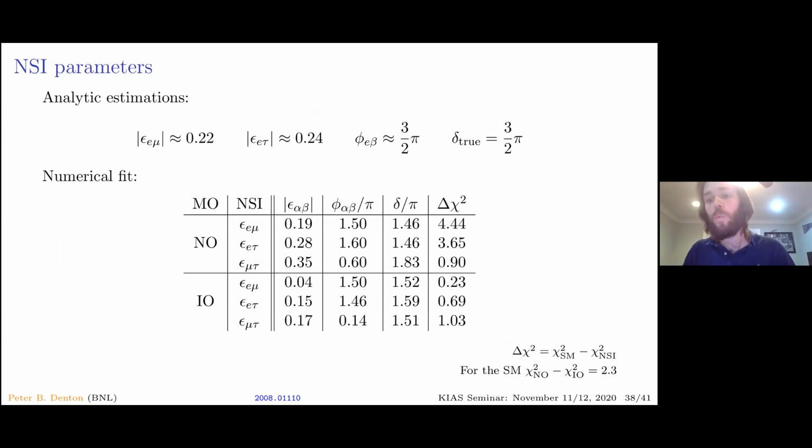Now recall that switching to the inverted ordering gives you 2.3. Instead, if you included new physics, you would get 4.4 improvement. And in fact, this is basically as good as you can do. So that is to say, we're describing the data correctly, as well as you can with this scenario here. The other scenarios do less well.